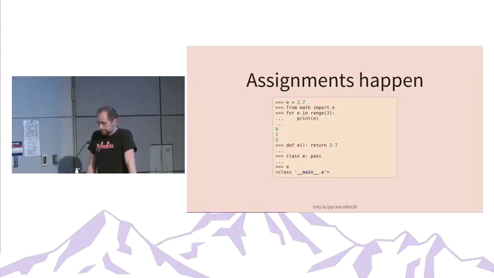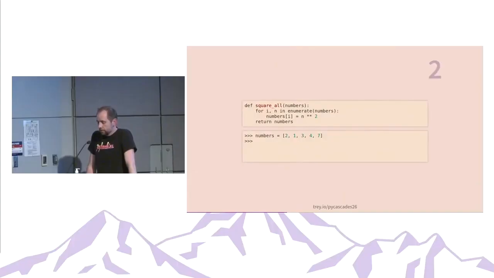In fact, passing arguments to a function is also a form of assignment. So when we called the square all function with a list of numbers, the local numbers variable within the square all function was assigned to the list object that we passed into that function. When we then mutated the numbers list by updating each of its indexes as we looped over it, we were mutating the original numbers list. That's why our numbers list outside the function changed.